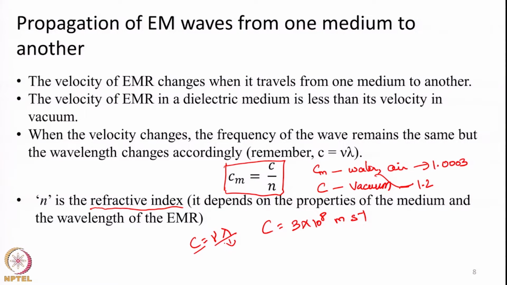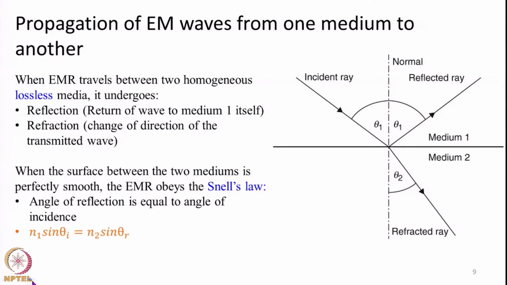When EMR travels from one medium to another medium, the wavelength will change according to the change in velocity. On the other hand, the frequency will remain constant, it will not change. Also, when EMR travels from one medium to another medium, it will undergo different processes at the interface of the two mediums, as given in this particular slide.